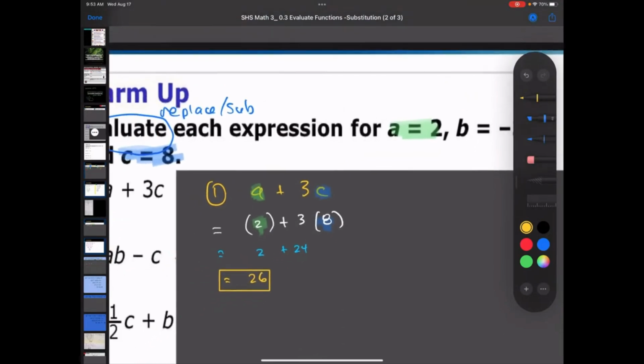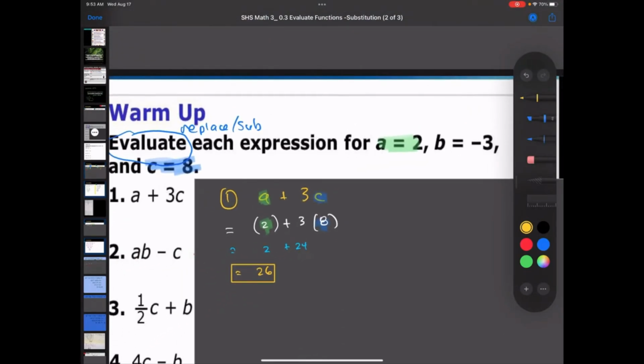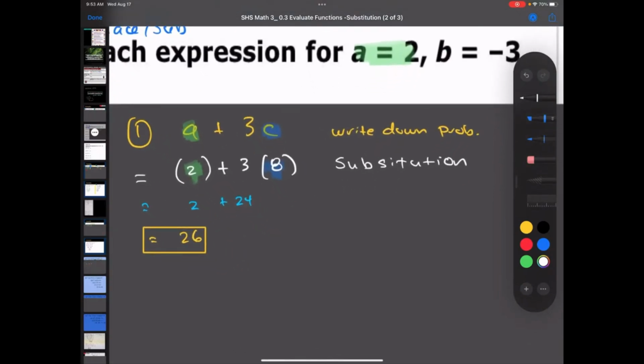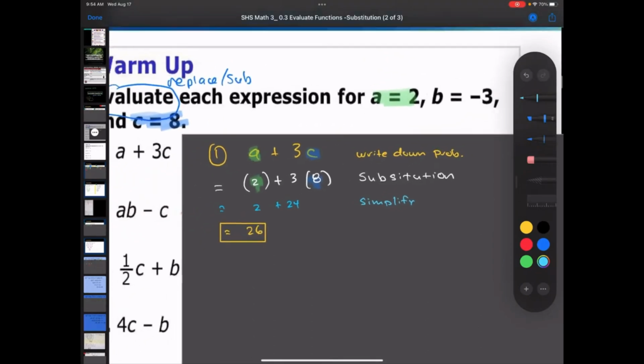Let's go back and write down what we did. I wrote down the problem, write down the problem. So this helps you process. Then the next thing we did is substitution. And then in that light blue, then we did simplifying. And I'm not going to write down the directions or words that we're doing. So as you're processing the problem, you might need to do that. And that's how we did question number 1.